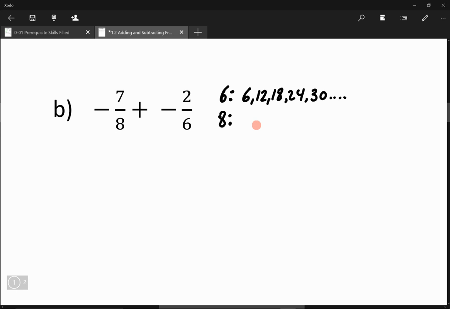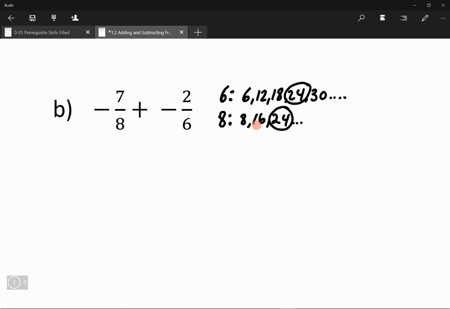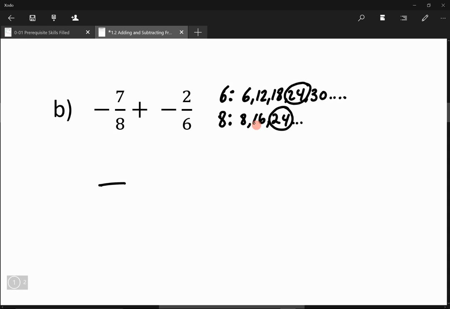If I skip count by 8, I have 8, 16, 24. Oh, I'm going to stop there. The reason I'm going to stop there is because I have found a common multiple, 24 and 24. That's the denominator I'm going to use. So here I'm going to write each fraction as a fraction out of 24.